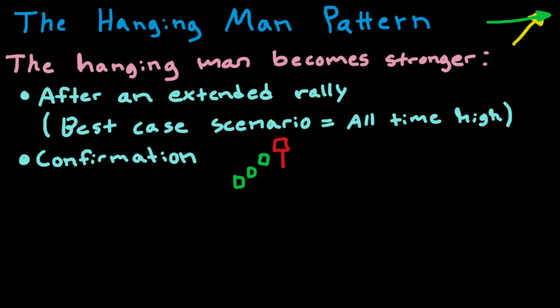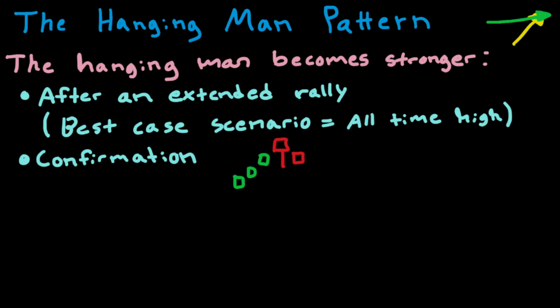Many times it's not clever to trade this right away. Before we take the trade, we often want to see a confirmation of the reversal. And a confirmation could be, for example, that the price opens below the real body of the hanging man.